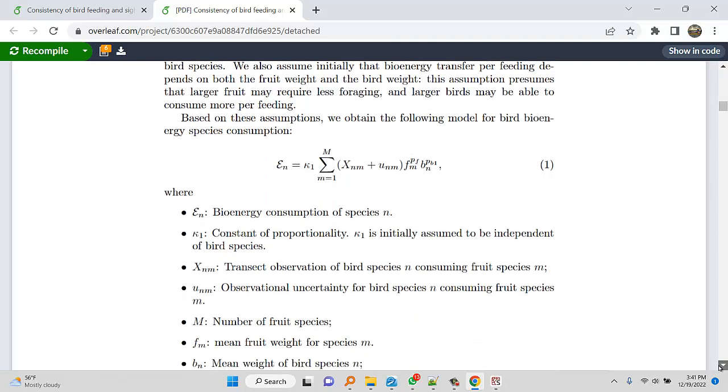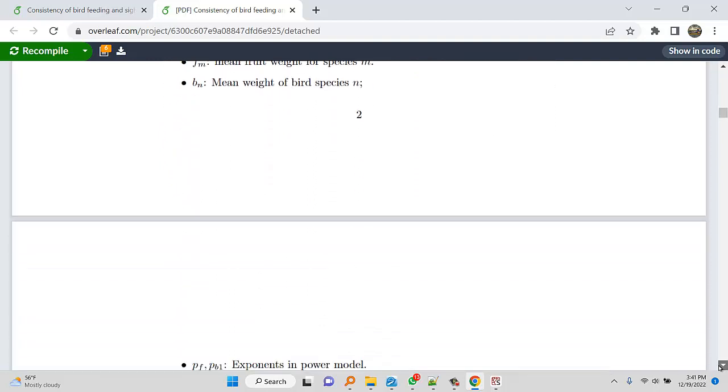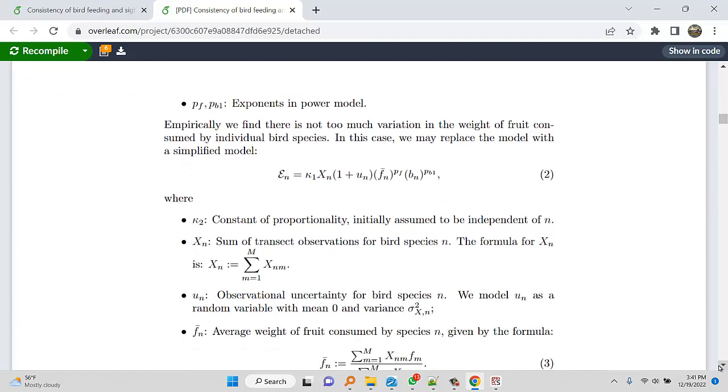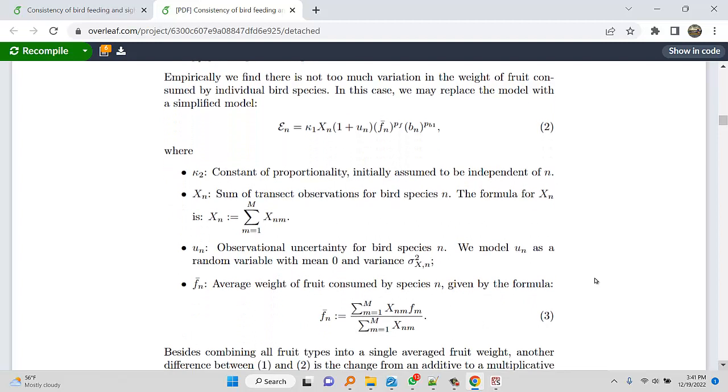So that's one model. The other model is, well, this model simplifies by lumping all fruit species together and simply using the mean fruit weight instead of the fruit weights of the individual fruit species. The mean fruit weight is achieved by a weighted average in this equation.